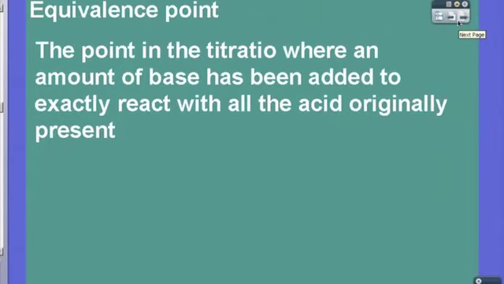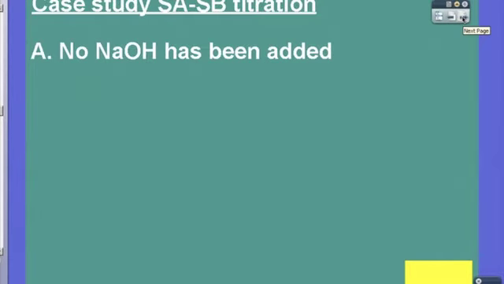The equivalence point is the point in the titration where an amount of acid or base has been added to exactly react with all the acid originally present. So you have equal amounts of acid and base in the flask. So we're going to be looking at a couple of different problems in a titration.